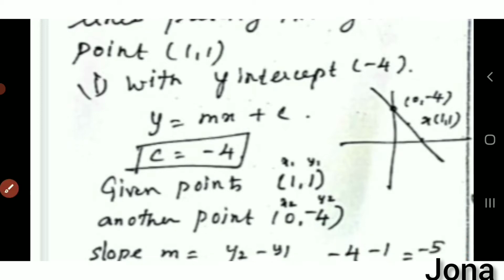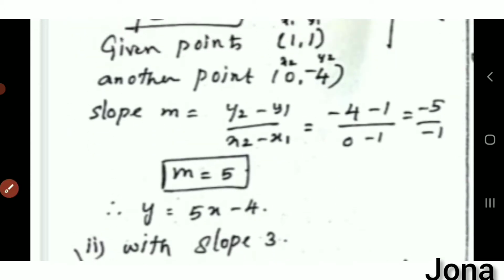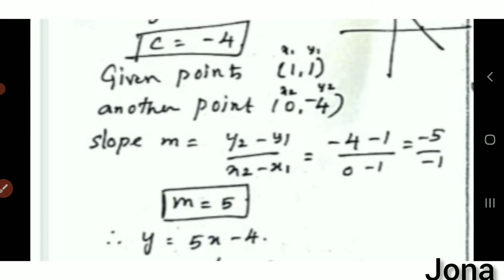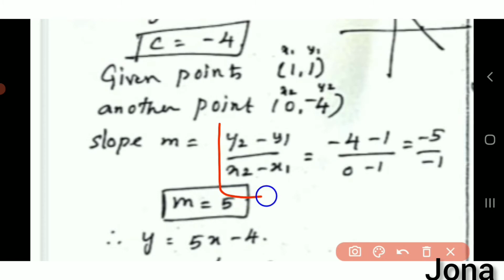So look at the diagram here. The line is passing through (1, 1) and y-intercept is minus 4, isn't it? So we can have the point like this, (0, minus 4). So now we got 2 points here, x1, y1 is (1, 1) and x2, y2 is (0, minus 4). When 2 points are given, we can easily find out the slope. That formula for slope is y2 minus y1 by x2 minus x1.